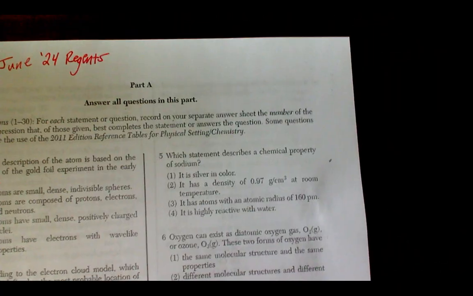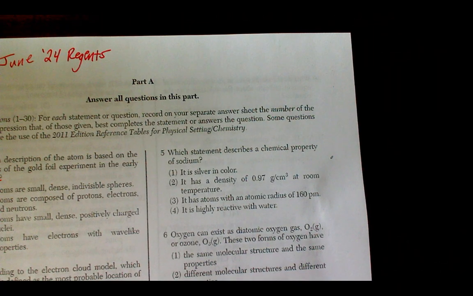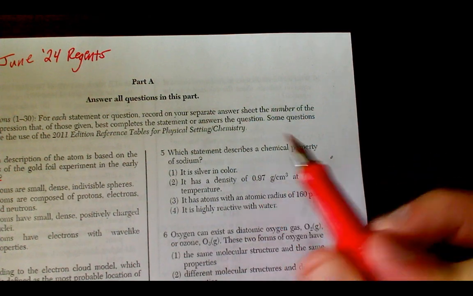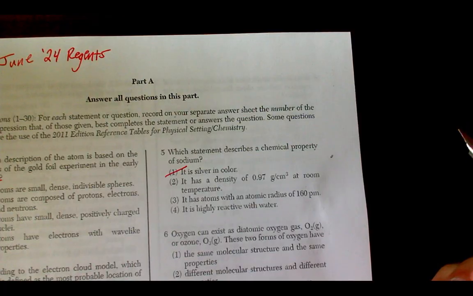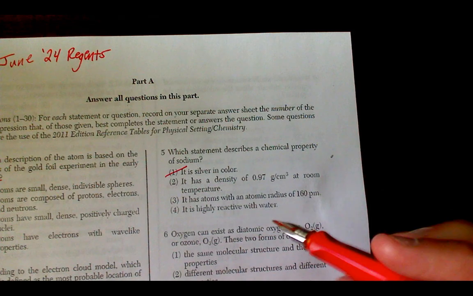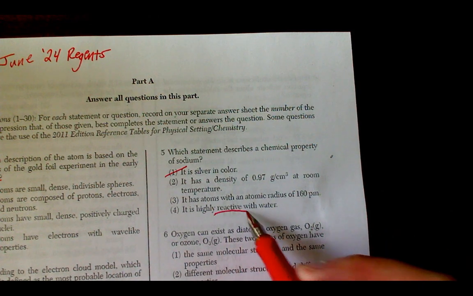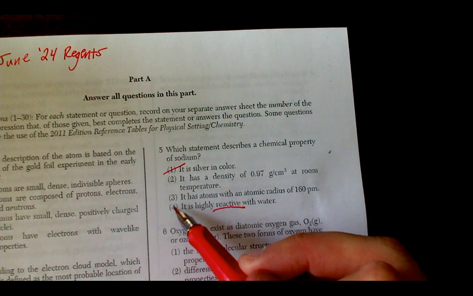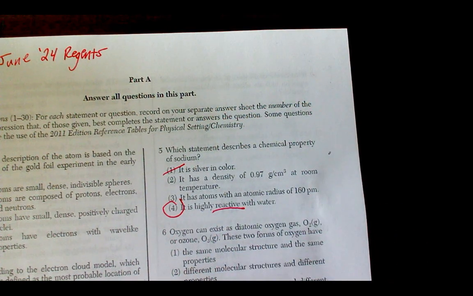Number 5. Which statement describes a chemical property of sodium? Chemical property is essentially saying this is how something is going to react, this is how it's able to change. So we have to look for some kind of answer like that. Silver in color, that's just a physical property. That's not going to be a chemical thing. Same with density and atomic radius. And it's highly reactive. As soon as I see that word reactive, that's what I'm looking for. It tells me that's how it's going to behave, how it's going to interact with something else, and choice 4 then is going to be my answer.